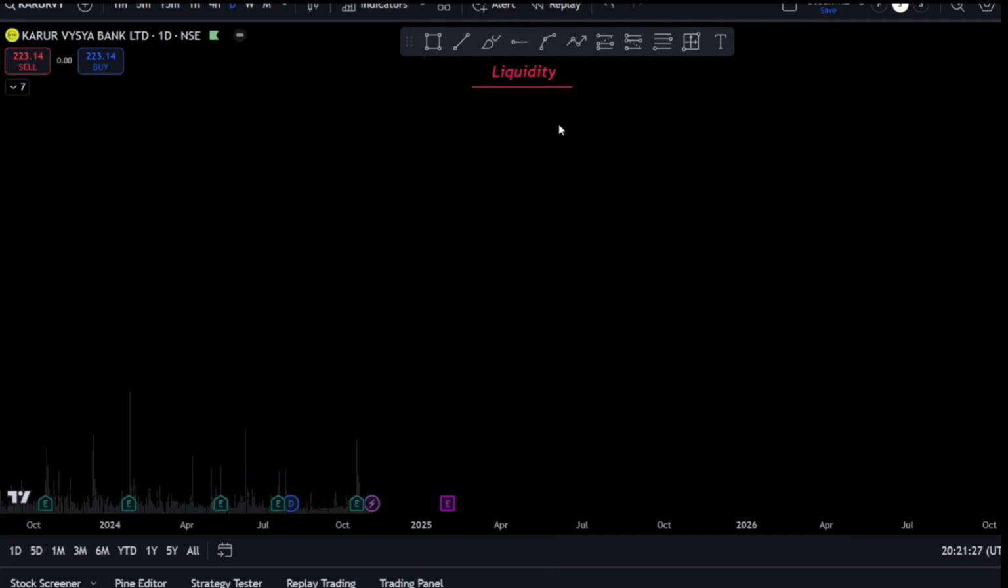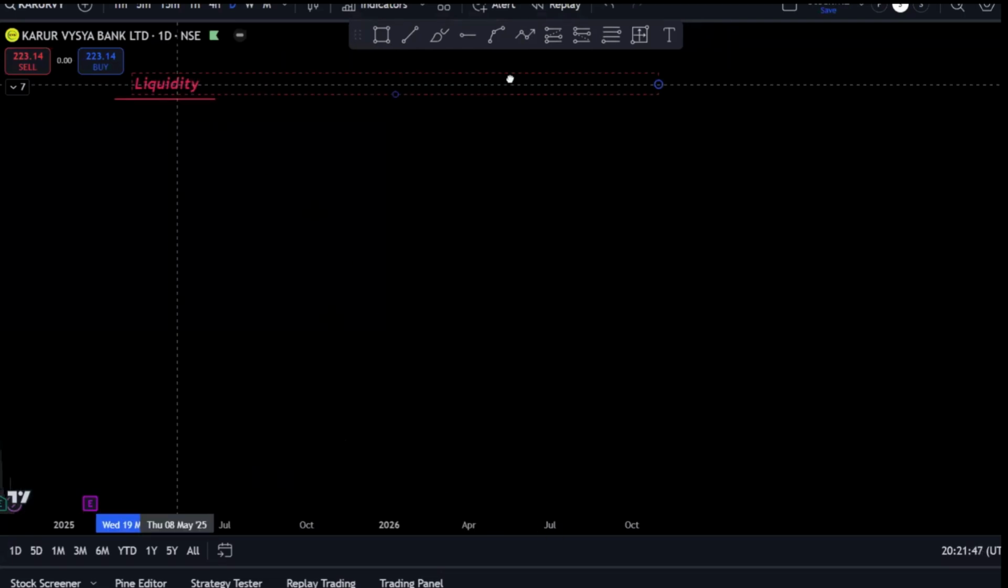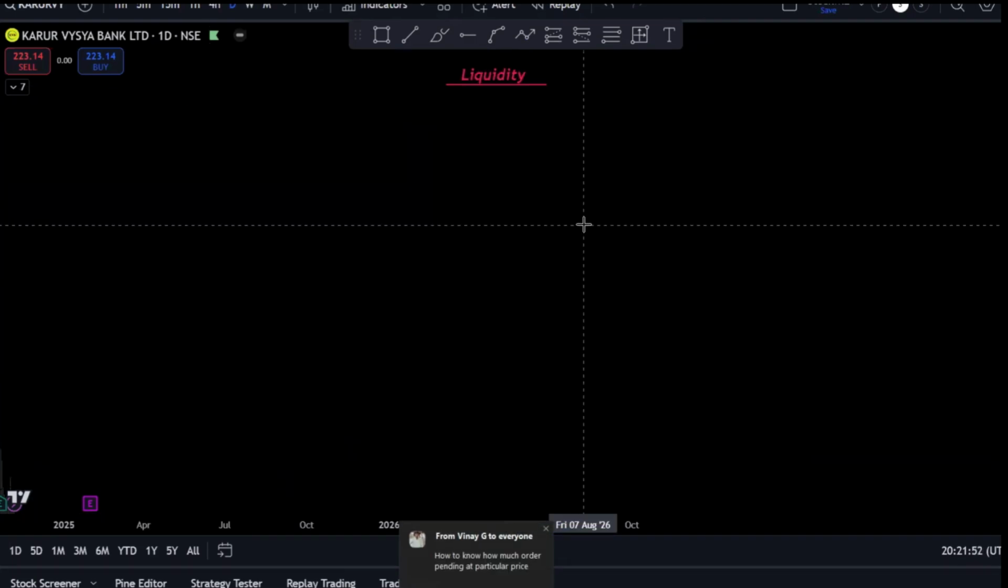This topic will be internal range liquidity. This is the last topic, so let's cover it properly. Just before we start, internal range liquidity and external range liquidity. How do you understand them? External means outside, internal means somewhere inside the structure. You are getting it from the name, right?